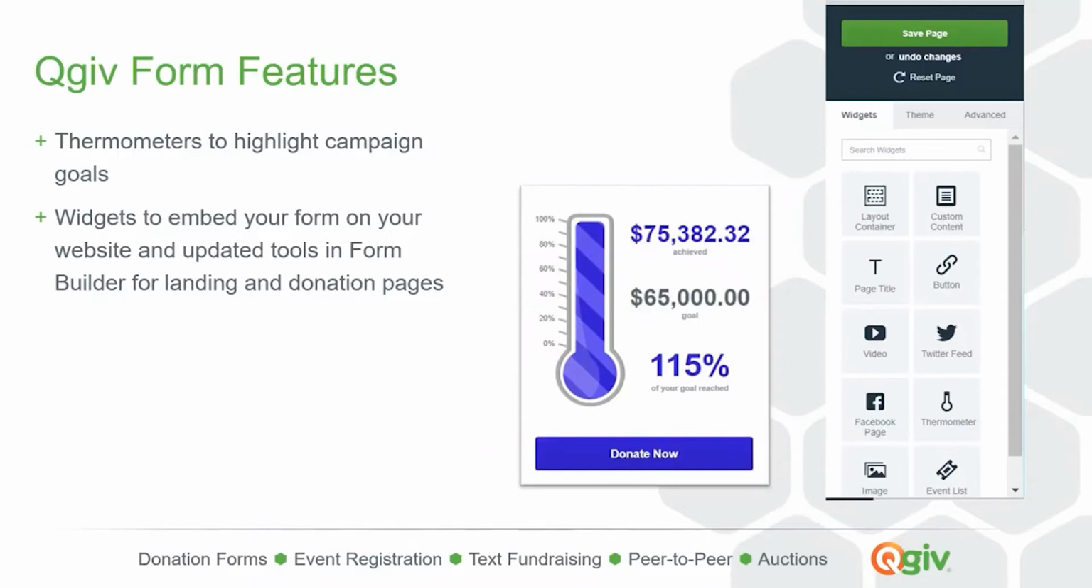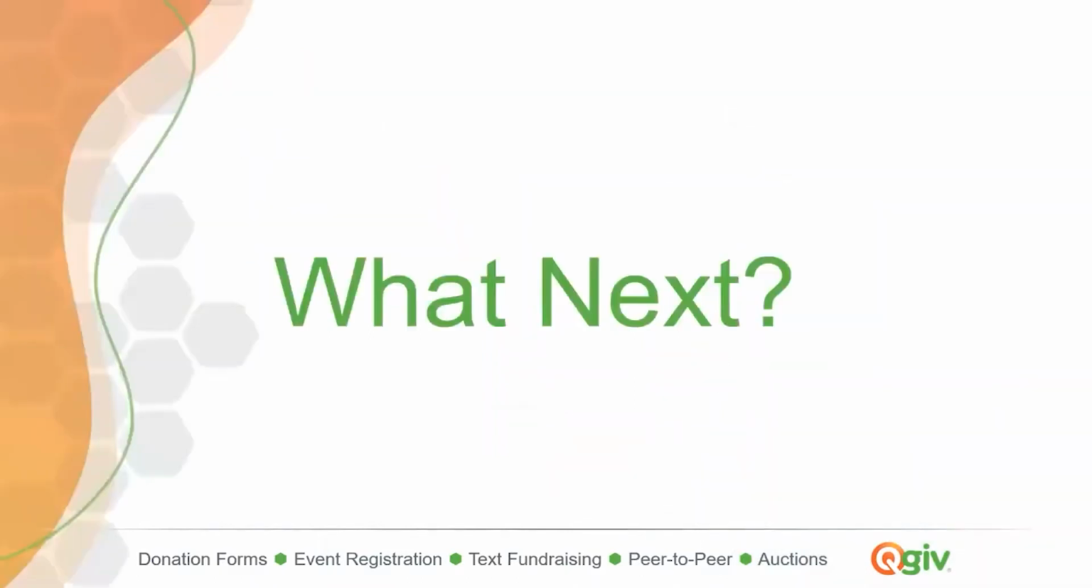Now, on the other hand, if you have a special campaign and you don't want to embed that form on your site, you can use what we call a landing page in our form builder. That feature makes it really easy to build a nice looking standalone donation form. It still has your organization's branding. You just don't have to build a new page for it on your website.